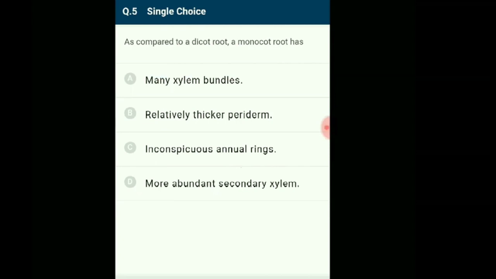Question number 5. As compared to a dicot root, a monocot root has. Vascular bundles in monocot root are arranged radially, having 8 bundles each of xylem and phloem. This type of arrangement is basically called polyarch, with xylem in exarch condition. So the answer is option A, xylem bundles.